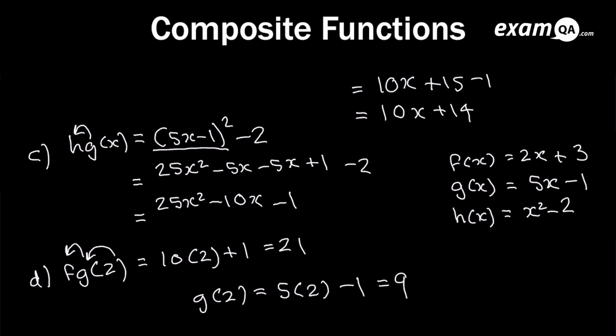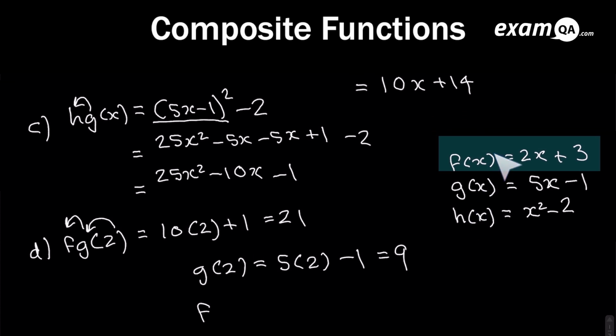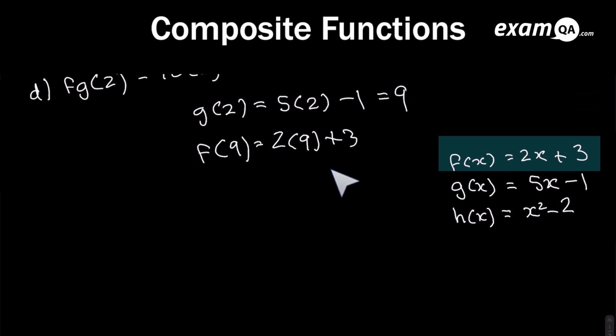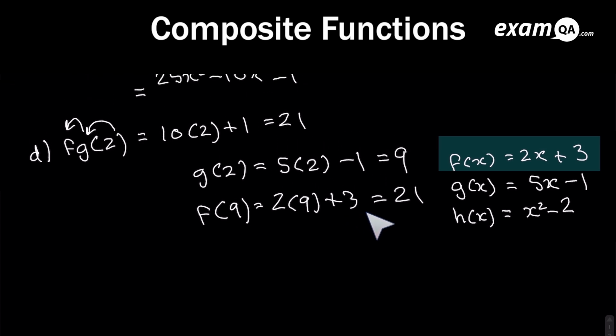Now I'm going to put that 9 back into the f function. So we're working out f(9) now. And as we expected, that also gives us 21. So both methods give the same answer. Now, in a question, if you've already worked out fg(x), simply put 2 into that. But if you haven't, you can try the second method we showed.